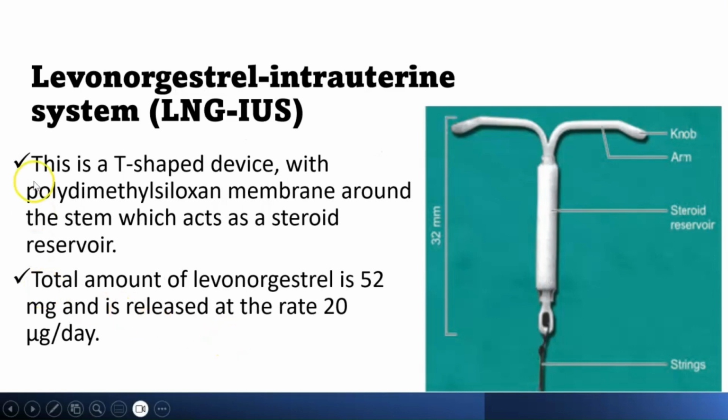Second, we have the levonorgestrel intrauterine system. This is a T-shaped device, and the total amount of LNG is 52 milligrams, and it is released at the rate of 20 micrograms per day. So this is the steroid reservoir, and these are the different subparts of your copper T. This is a knob, arm, and strings attached to it.